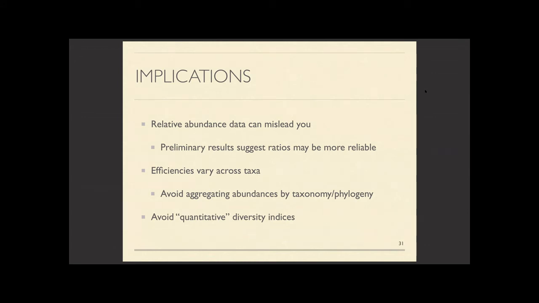One thing that I can direct you to the paper to take a look at is that efficiencies can vary widely across taxa, including taxa that are within the same genus, so different species within the same genus. And so as soon as you start aggregating relative abundances or aggregating counts up phylogenetic trees or up taxonomic trees, we start to estimate something that's even less like the actual relative abundance of taxa.